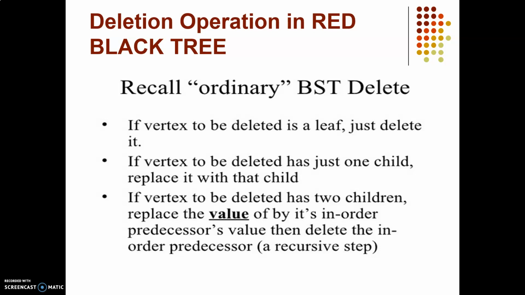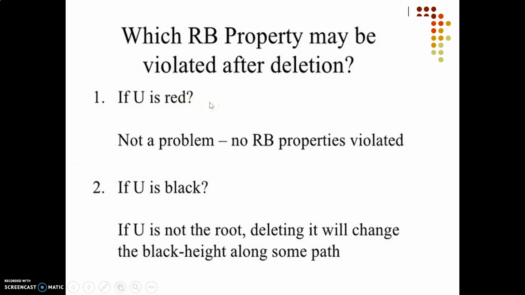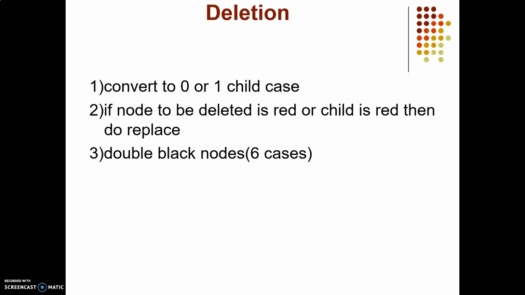Let's see an example. For a deletion, if the deleted node is of red color, then it is not a problem because we have not violated any rule. And if it is a black node that we are deleting, then we have to do certain changes. So these are the three steps that we have to take care of while deletion.